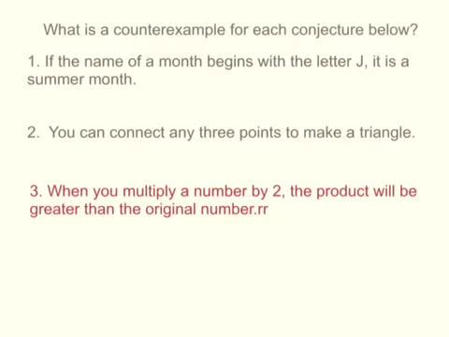The first conjecture says if the name of a month begins with the letter J, it is a summer month. So if you think about the different months, in summer, you have June, that starts with a J. If you have July, it starts with a J, and those are summer months. But there's also a month that starts with a J called January, and that month is not during the summer. So our counterexample would be January. January is a month in the winter. It starts with a J, so it is a counterexample.